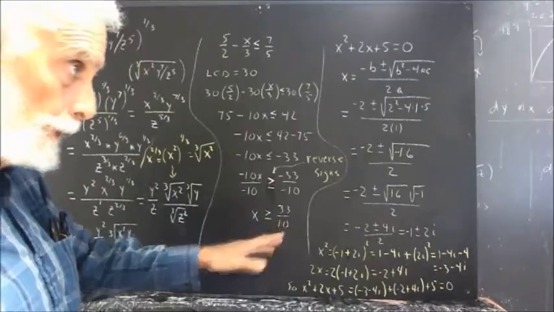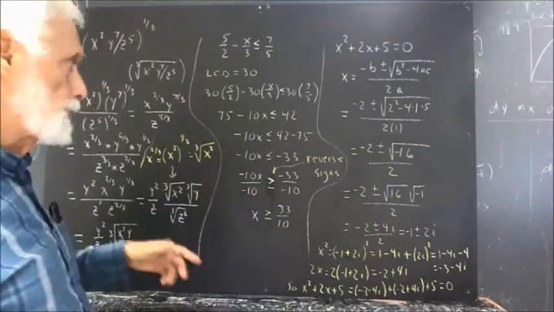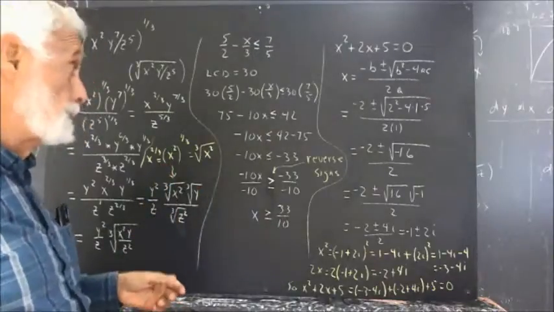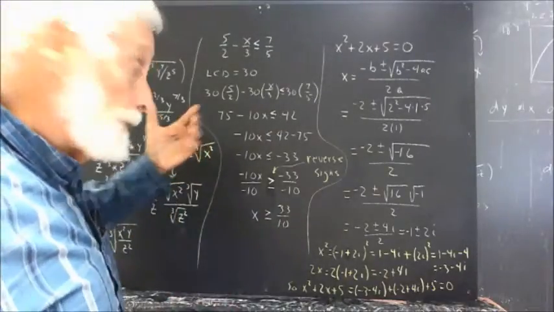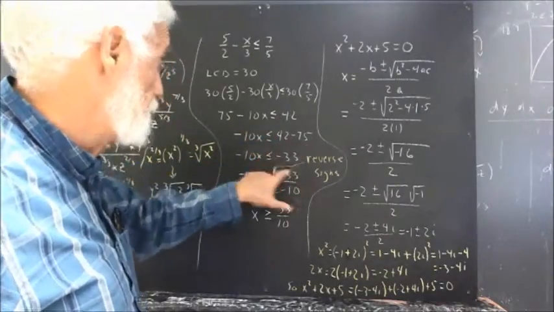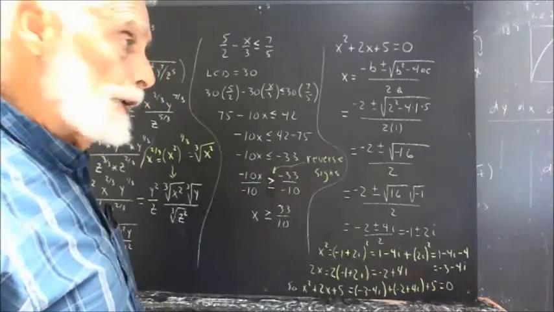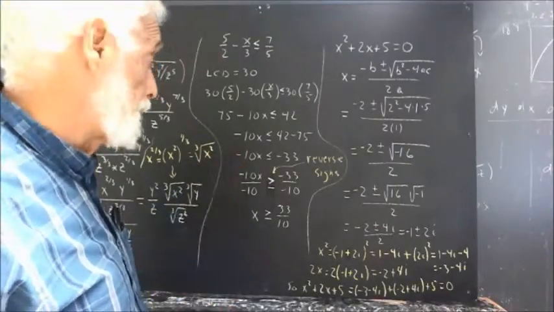We don't have to deal with fractions anymore, at least till the very end when we divide both sides and end up with a fractional result. Okay, well then the solution is very straightforward. We subtract 75 from both sides, giving us negative 10x less than or equal to negative 33. Then we divide both sides by negative 10.